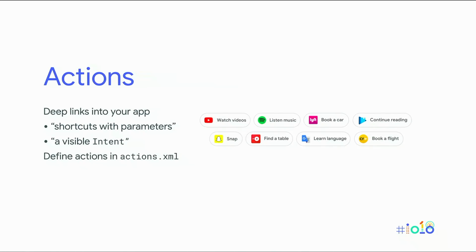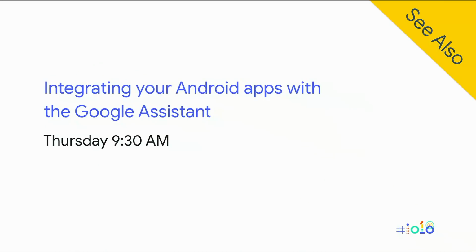Actions you define in an actions XML file that goes into your APK or app bundle. And that too can get registered with app indexing so that search results and predictive features can show those actions. And there's a talk about this too. Thursday, slightly less early in the morning, integrating your Android apps with the Google Assistant.